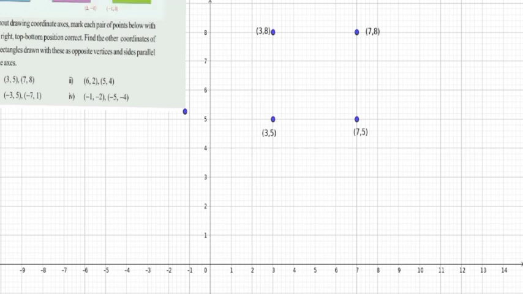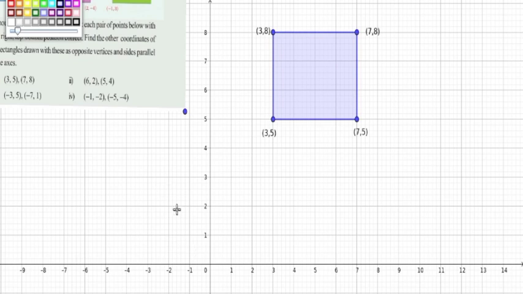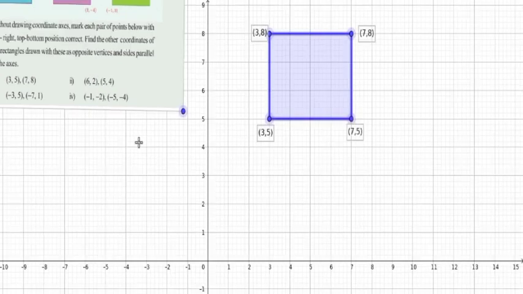Okay, let us complete our rectangle. So this is our rectangle. Similarly, we can draw the other 3 rectangles. Without drawing the coordinate axis, we can draw the rectangles. Notes will be given through WhatsApp.